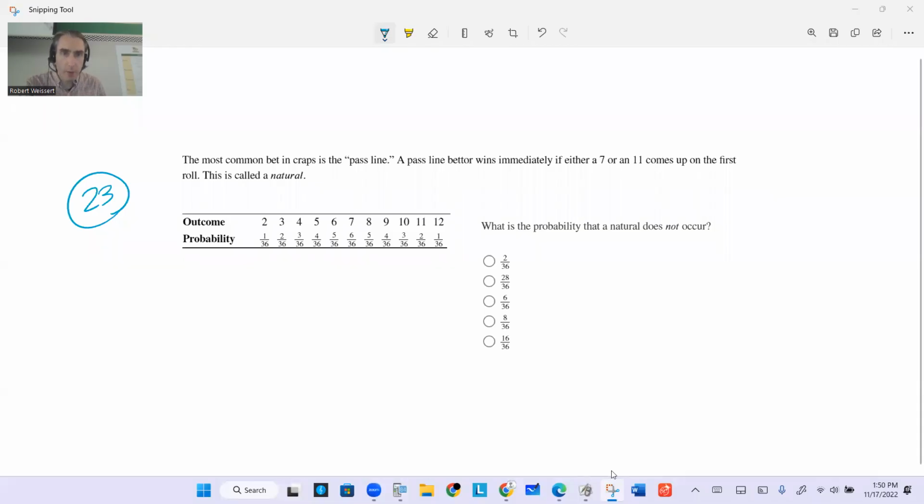All right, 23. The most common bet in craps is the pass line. A pass line bettor wins immediately if either a 7 or an 11 comes up on the first roll. This is called a natural. What's the probability that a natural does not occur? So 7 or an 11 come up on the first roll. These are our outcomes. You can't get them at the same time, so we don't have to worry about any overlaps. So 6 out of 36 plus 2 out of 36 is going to be an 8 out of 36.